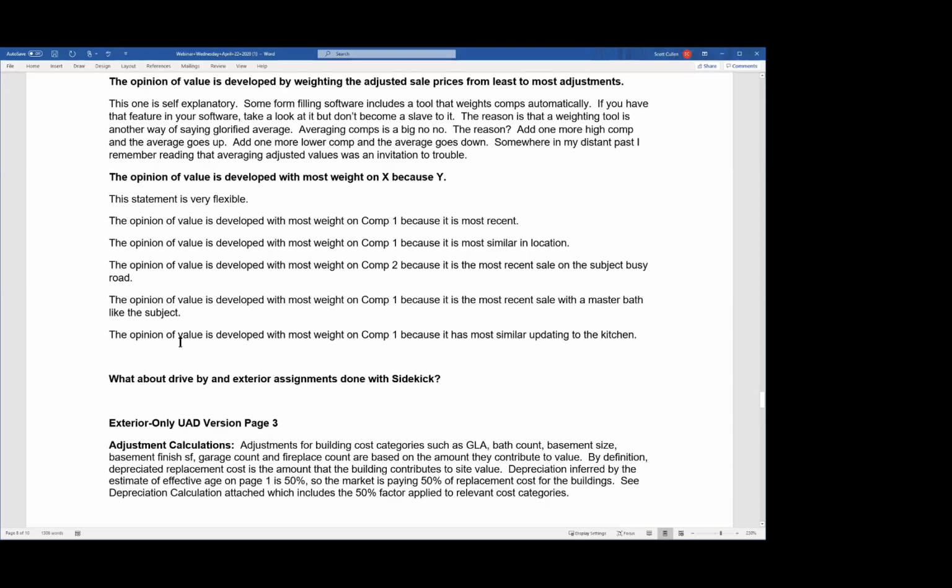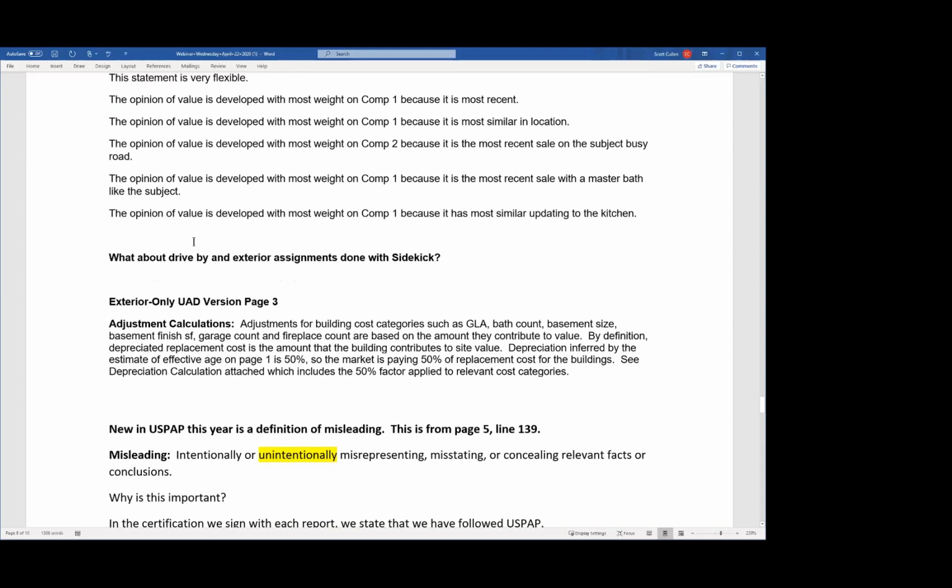The opinion of value is developed with most weight on comp 1 because it has the most similar updating in the kitchen, right? We've adjusted for condition, but this one happened to have the most similar condition based on our viewing of the interior photos. So how do I modify this if I'm doing a drive-by or an exterior with Sidekick?